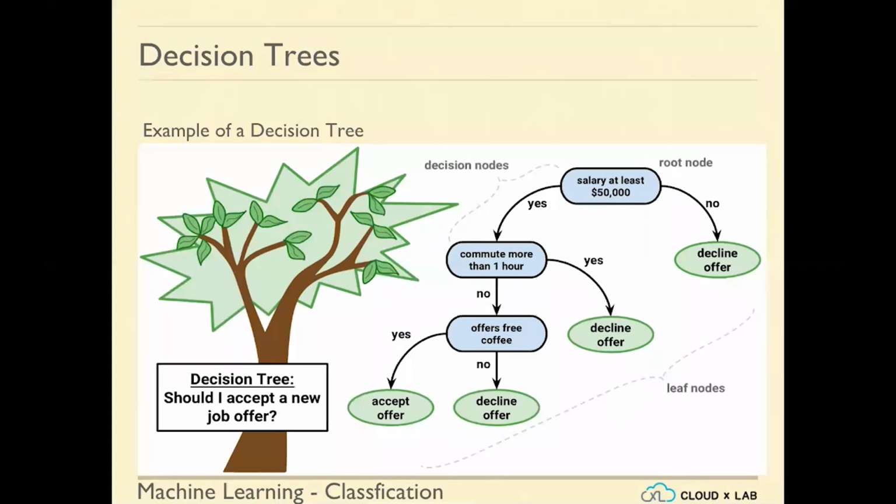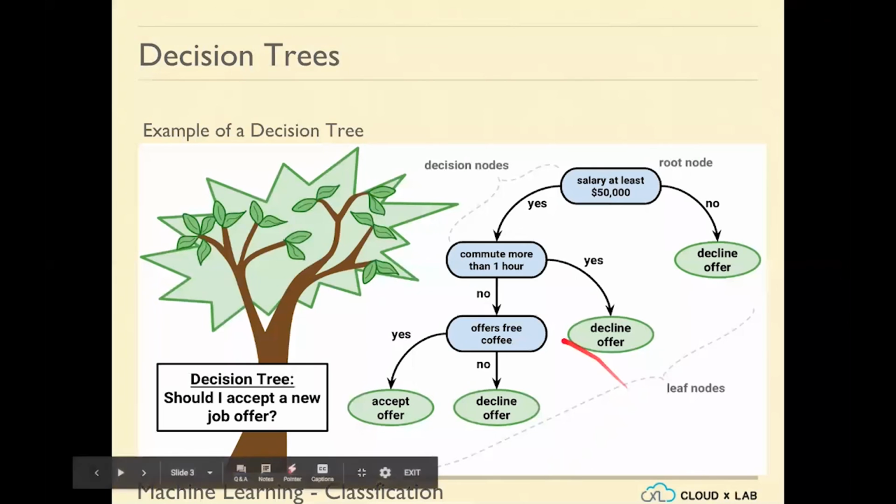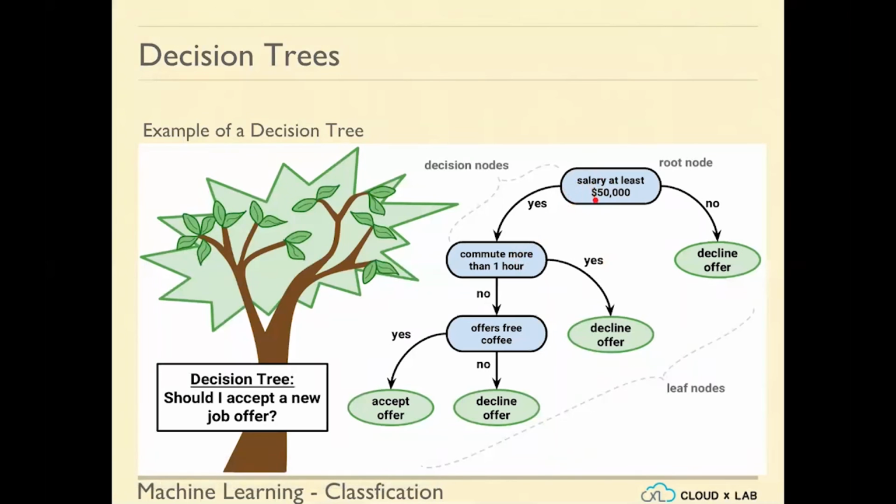Also, please note that it's not necessary that you have salary only used once. You could have further nodes. If the salary is greater than 50,000, then you have a second node which says, is the salary greater than 20, lesser than 25,000? Yes. Is it working from home? Yes. Then take it.